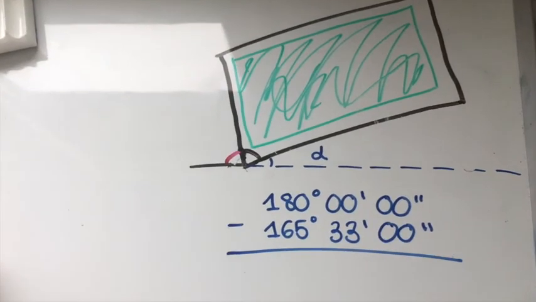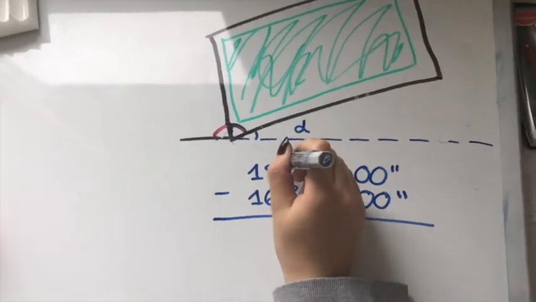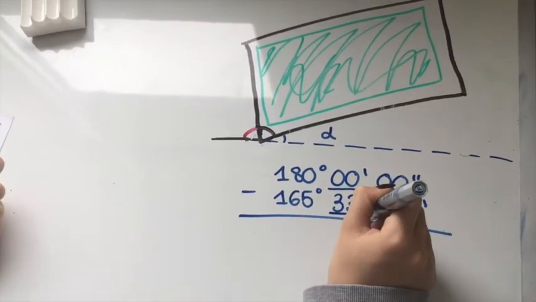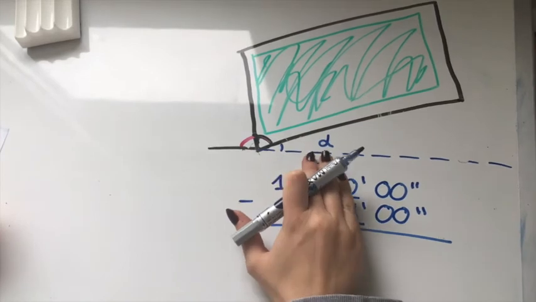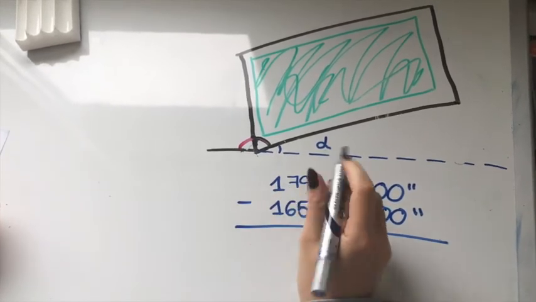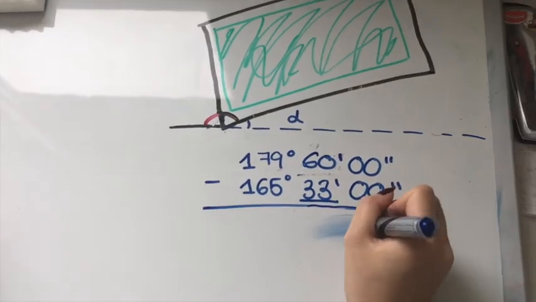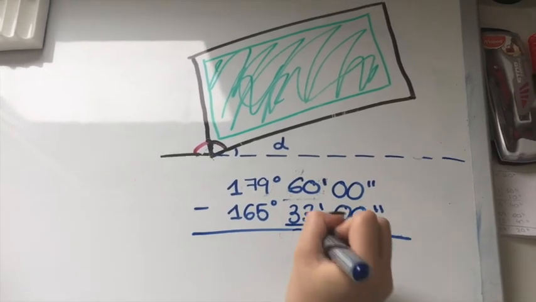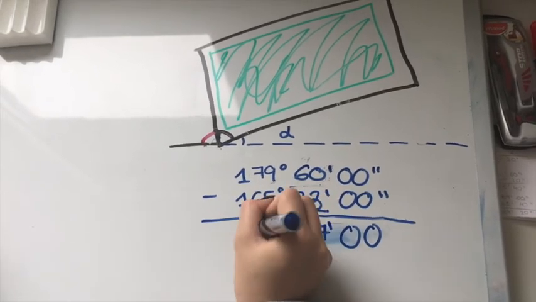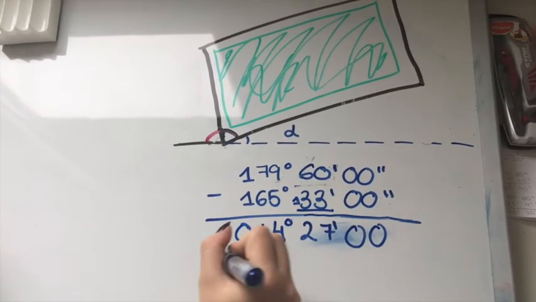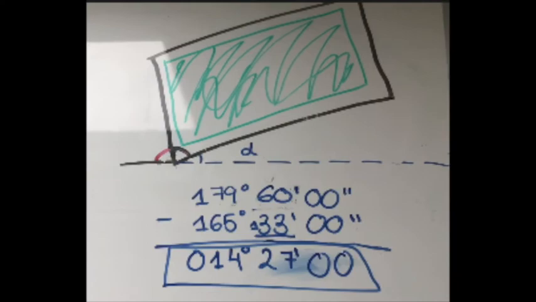To solve the problem, we will do a subtraction, so we have to put the flat angle on top and then subtract from that the angle that we had as the data. But as you can see, we have to transform one of the degrees into minutes, so we can do the subtraction properly. Therefore, we will take 1 degree from 180, transforming it into 179, and we will transform that degree into 60 minutes, because as we already know, 1 degree equals 60 minutes. Then we do the subtraction and we get the final result, which is 14 degrees, 27 minutes and no seconds.